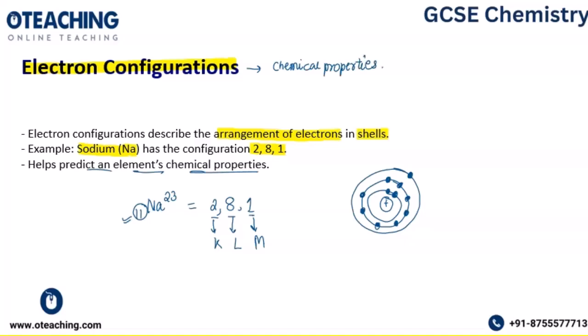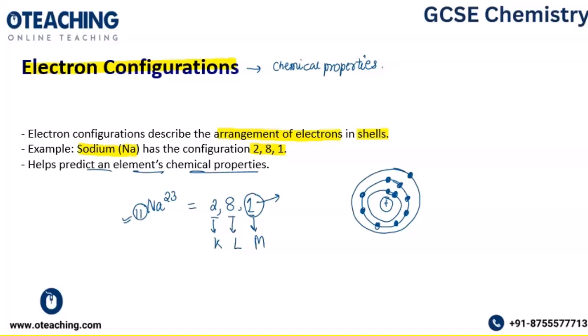How it combines with elements. Why? Because if one electron is there, it can give only one electron, and how it gives that electron depends on what the chemical properties of that element will be. So through electronic configurations, we can determine the chemical properties of elements.